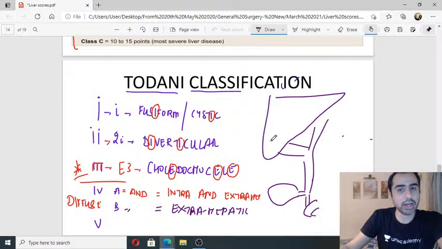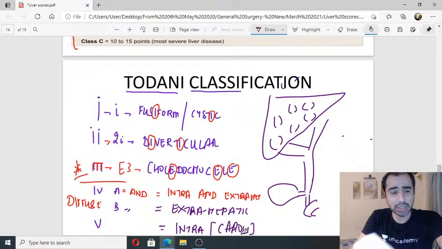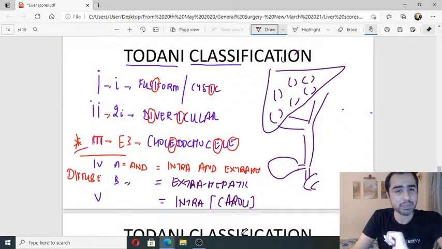Caroli, absolutely right. So in type 5, only intrahepatic are dilated. So type 5 is diffuse intrahepatic, also called Caroli. Why is it called Caroli's disease? Any idea? Don't say that is the name of the person. Why is it called Caroli's disease?